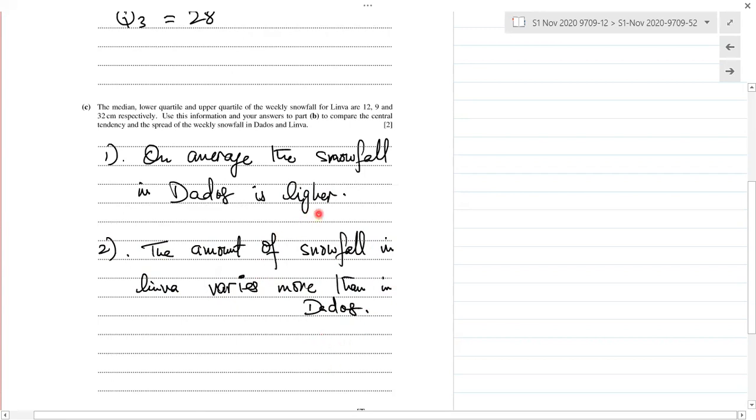Now remember, please, once you're answering any question like this as a theoretical question, you have to answer in context with the question. So it's snowfall, snowfall in Linva. So you only get marks if the answer is in context with the same question that's been asked.